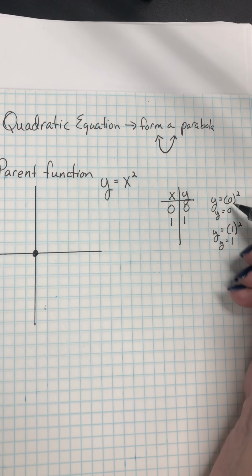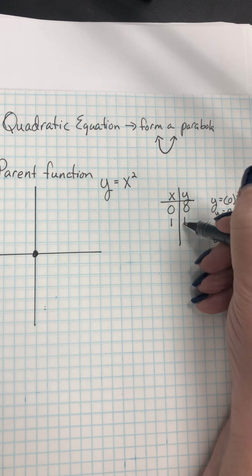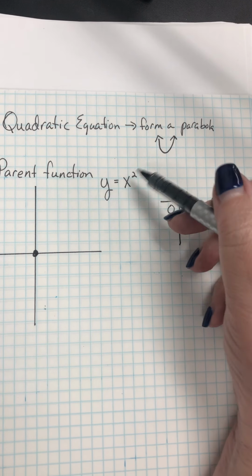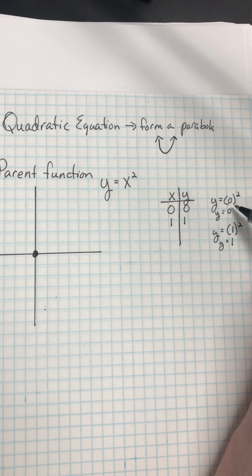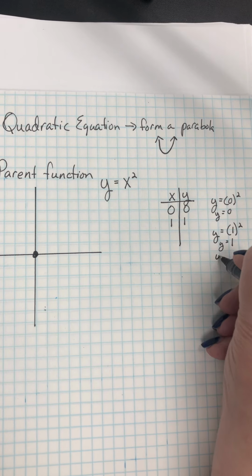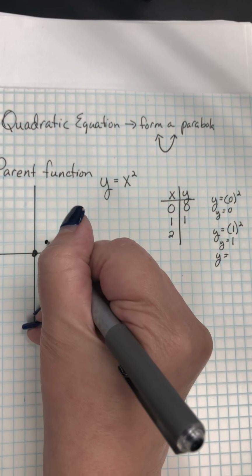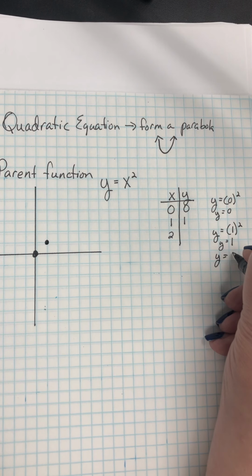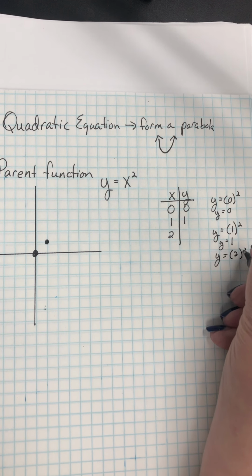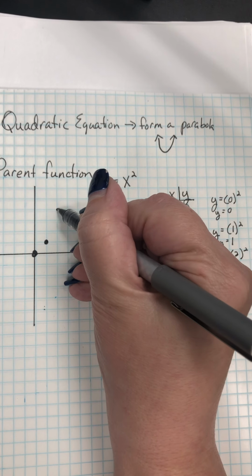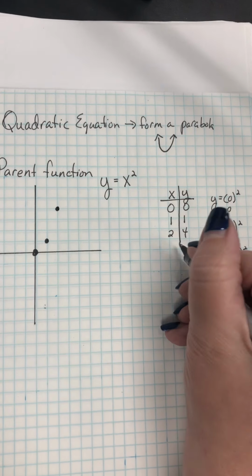Please notice that I am using parentheses. It doesn't matter as much with the positive numbers, but as we've discussed, when we plug in a variable, we use a set of parentheses because it's going to make a difference when we find our negative numbers. So y equals 2 squared would be 4. So we have a point at (2, 4).